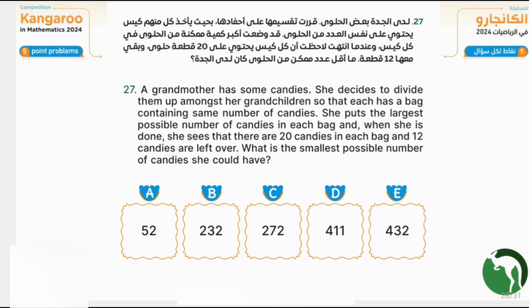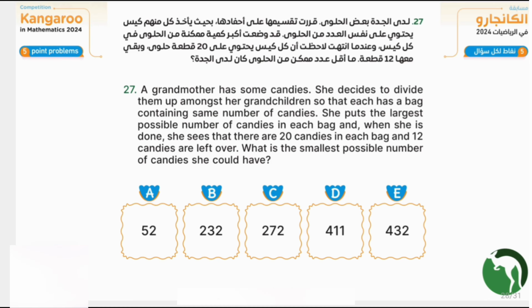Now in question number 27, a grandmother has some candy. She decided to divide them up amongst her grandchildren so that each has a bag containing the same number of candies. She puts the largest possible number of candies in each bag, and when she is done, she sees that there are 20 candies in each bag and 12 candies are left over. What is the smallest possible number of candies she could have?